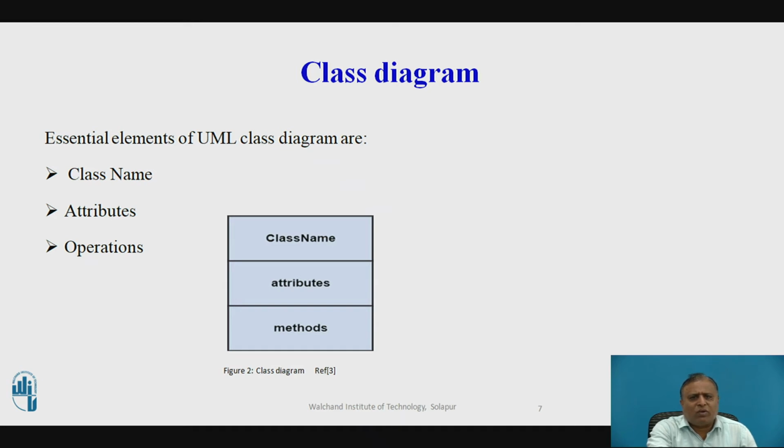A class can refer to another class. A class can have its objects or may inherit from other classes. Essential elements of the UML class diagram are class name, attribute and operation. So this is the diagram of the class diagram. In this, first we have to specify the class name, then we write the properties or attributes of that class, then we write the functionality or methods of that class. So this is the syntax of the class.